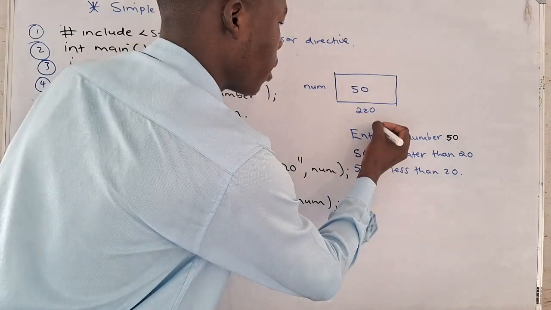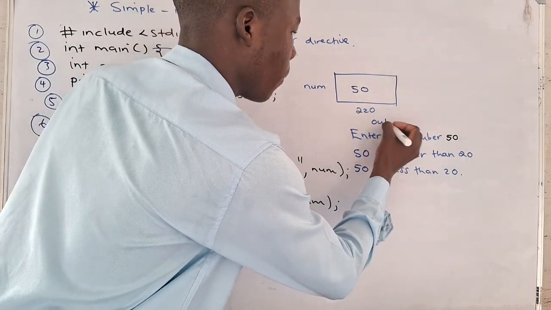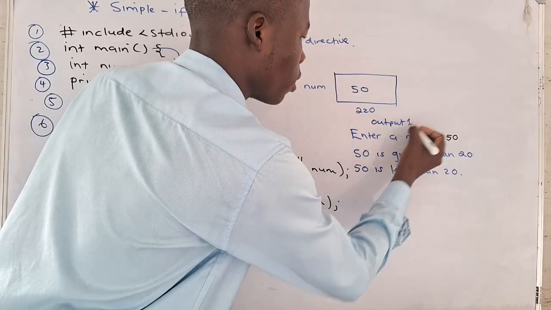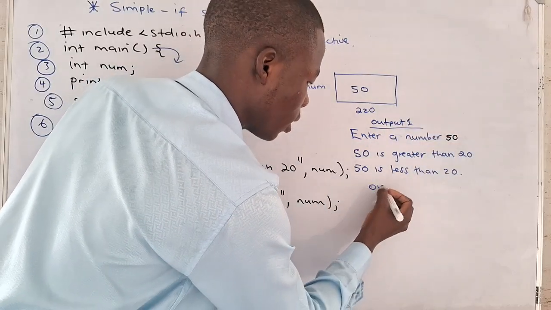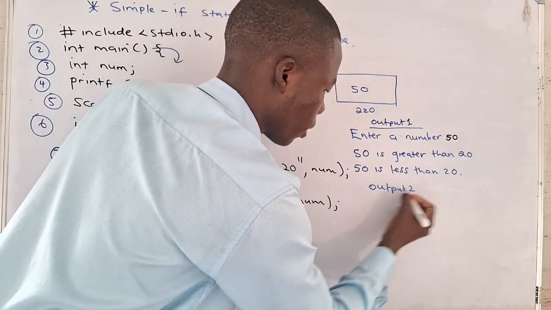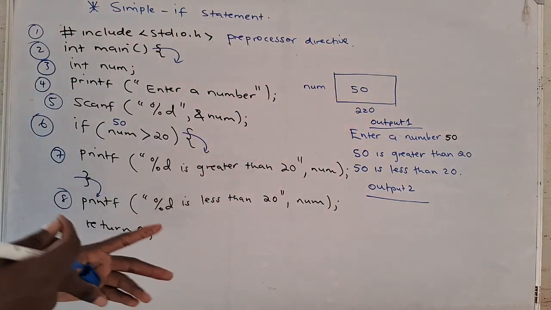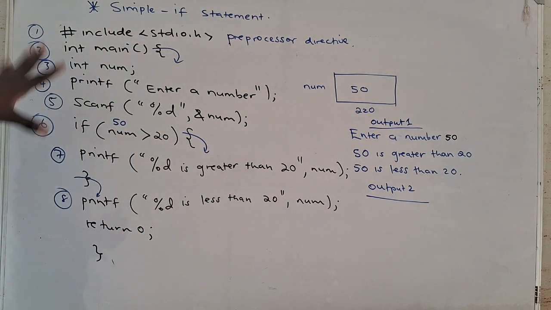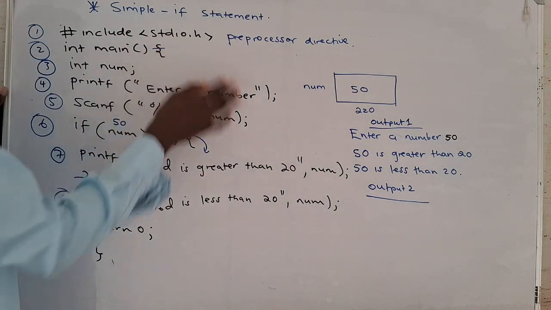Okay, let's say this is output number 1. Let's have output number 2. Now I'm going to run the same program.